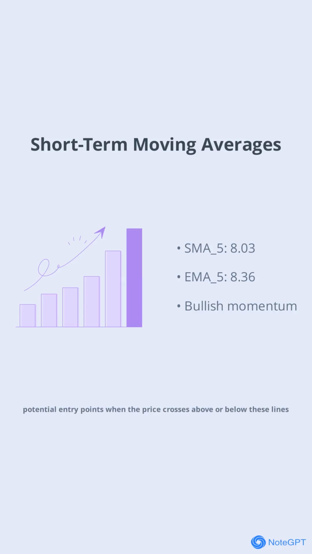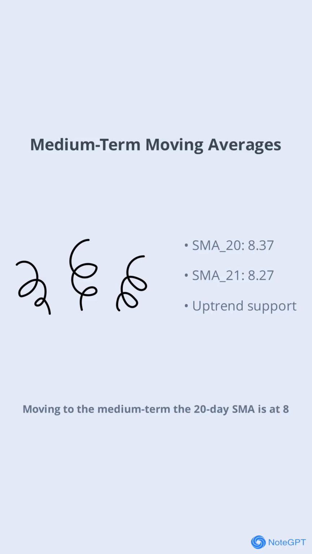below these lines. Moving to the medium term, the 20-day SMA is at 8.37 and the 21-day SMA is at 8.27, both still below the current price. This alignment suggests that the recent uptrend is supported by medium-term buying interest. EMAs for these periods are also slightly lower, reinforcing the upward bias. Traders often look for crossovers between short and medium-term averages as confirmation of trend strength.